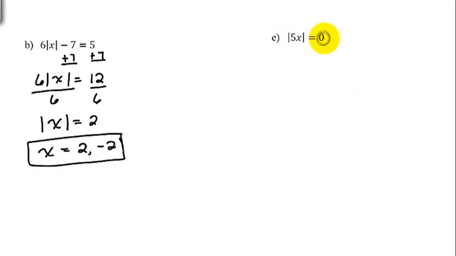Okay. This one we already have the absolute value alone. This is sort of a unique situation. When you have an absolute value equals 0, then there is only one situation because there is no positive or negative 0, it's just 0. So this is just 5x equals 0. And when you divide both sides of this by 5, you get x equals 0.